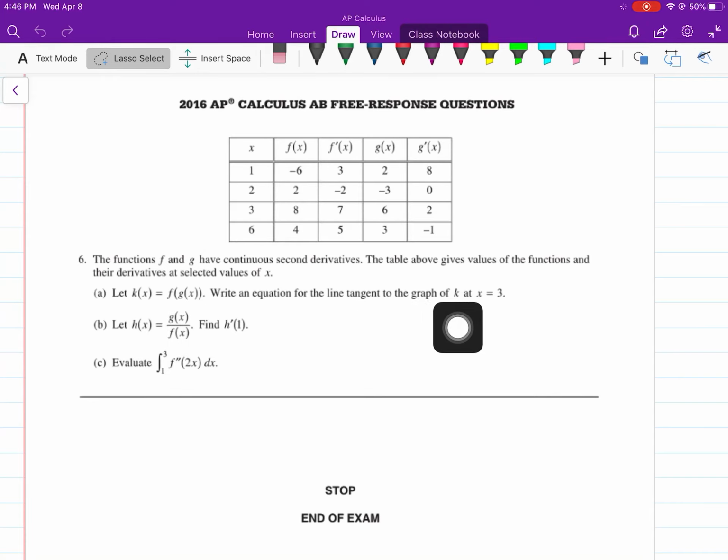Write an equation for the tangent line to the graph of k at x equals 3. This is the main part. Over here, they're talking about f and g being continuous. We talked about that in the last problem. Just a bunch of jargon, really. And the table above gives us values of the functions, of the derivatives.